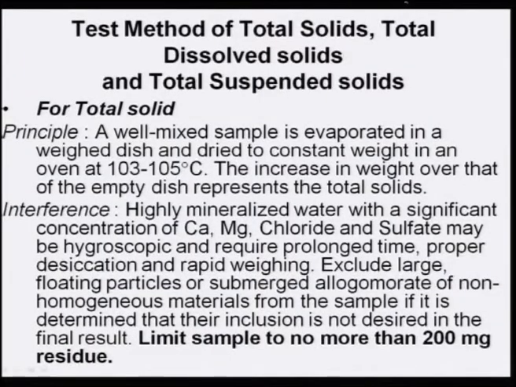The principle: a well mixed sample is evaporated in a weighed dish and dried to constant weight in an oven at 103 to 105 degrees centigrade. The increase in weight over that of the empty dish represents the total solid. So, it is a simple procedure that any sample is just taken and evaporated in a weighed dish.